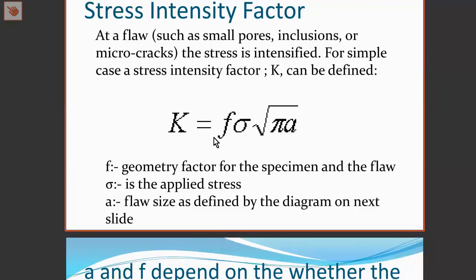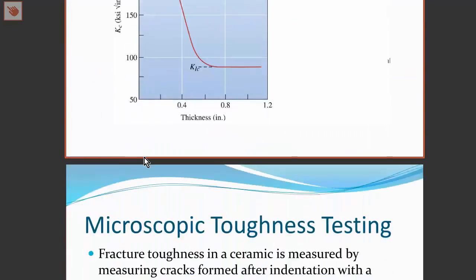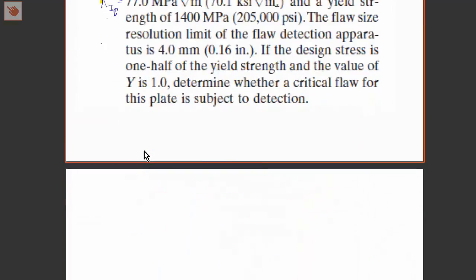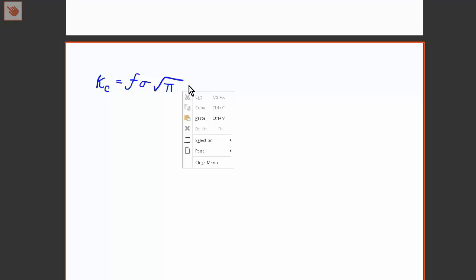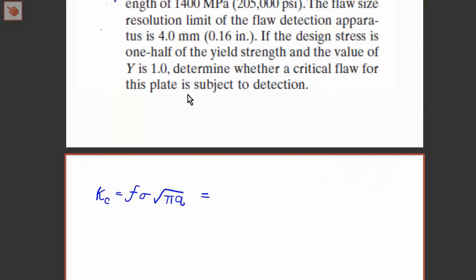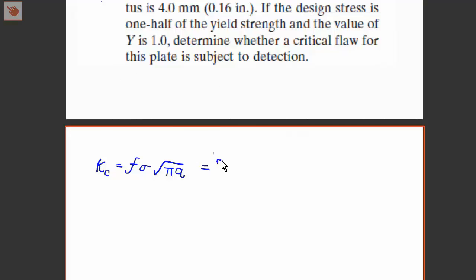Which is that K is equal to F sigma square root of pi a. So we know that the fracture toughness, Kc, is equal to F sigma times the square root of pi times a. In this case, we know the value of Kc. It's equal to 77 megapascals. So we know that.